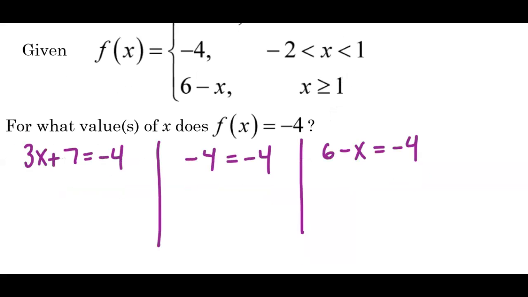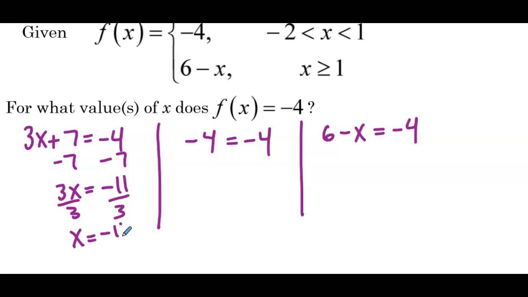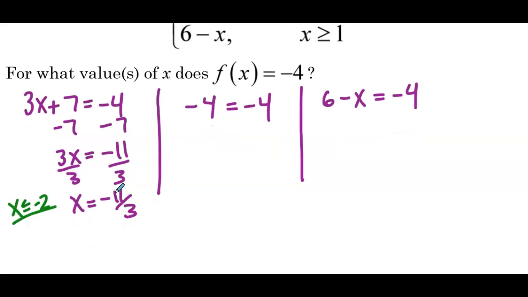And solve. So on the left side, we have 3x plus 7 equals -4. I'll show my work. So start by subtracting 7 on both sides. So 3x equals -11. Divide by 3 on both sides. X equals -11 over 3. So we have to remember, we have a domain restriction. On this piece of the function, x has to be less than or equal to -2. So -11 over 3 is less than or equal to -2. So this is good.